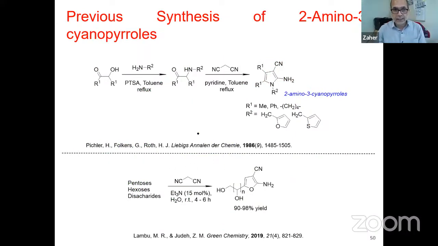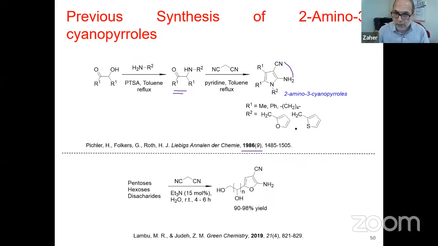First of all, in the literature, there's a report that was published in 1986 to make this type of compounds. And this report used the following. First of all, this is a two-step reaction. You need to make this intermediate and then react it with the malonitrile to give this product. All right? So you have a two-step reaction. The first, you need to make this and then react it to make the product.